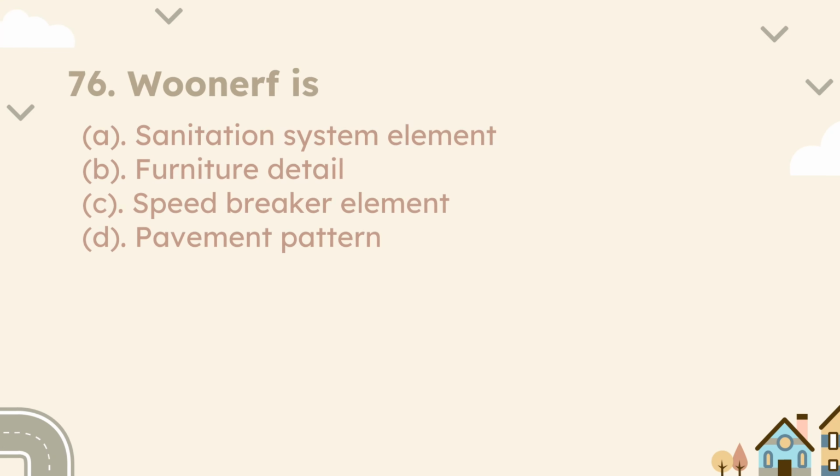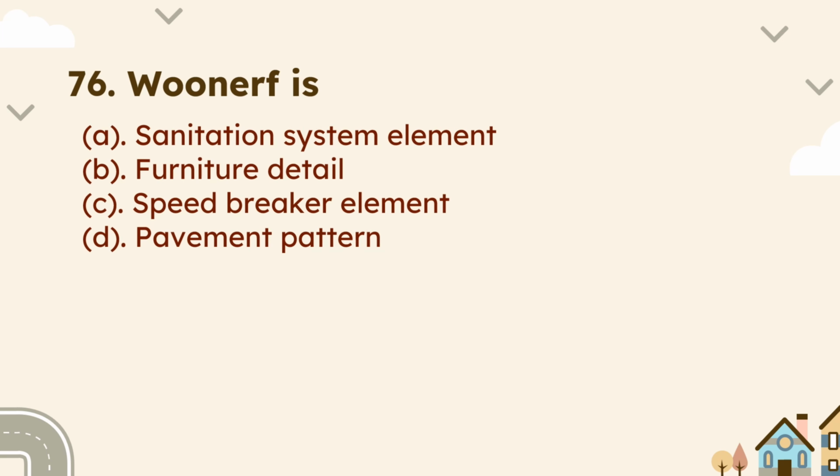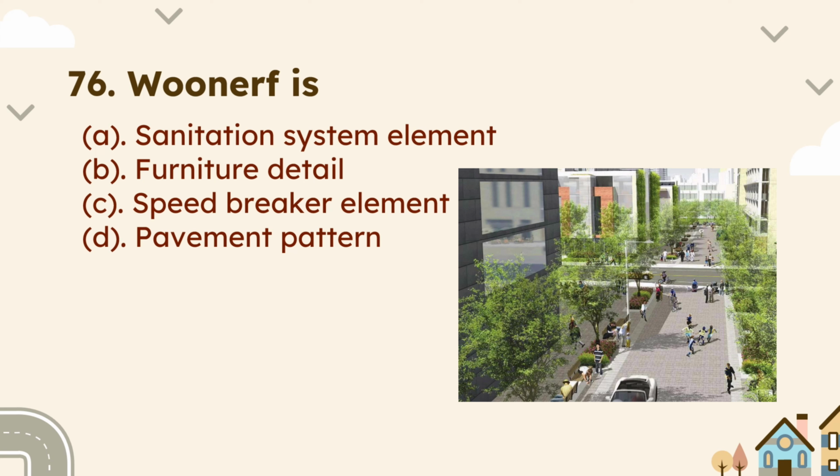Today's first question is Woonerf is. So Woonerf is a Dutch term meaning living street or shared space, and it refers to a design concept that aims to create a safer, more interactive and more pedestrian-friendly environment within an urban area. The main concept of Woonerf is to reduce the speed of vehicles within the street. Therefore, the correct answer is option C, speed breaker element.